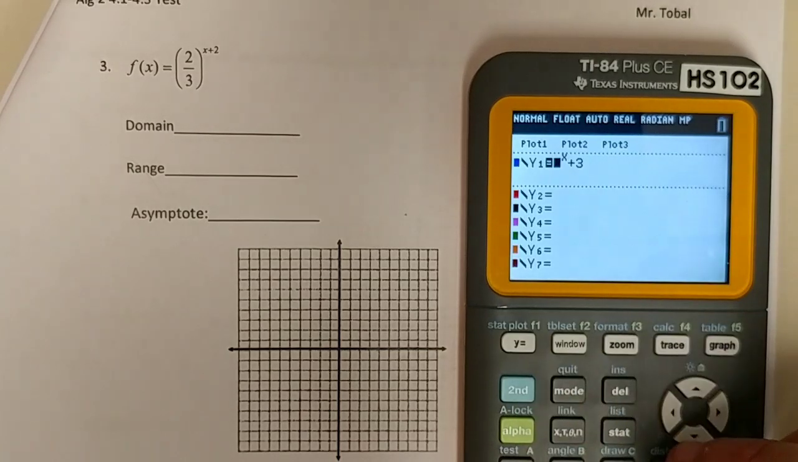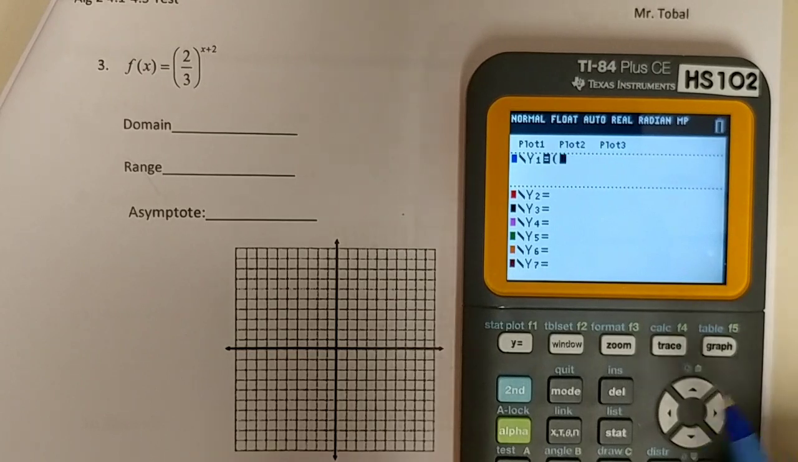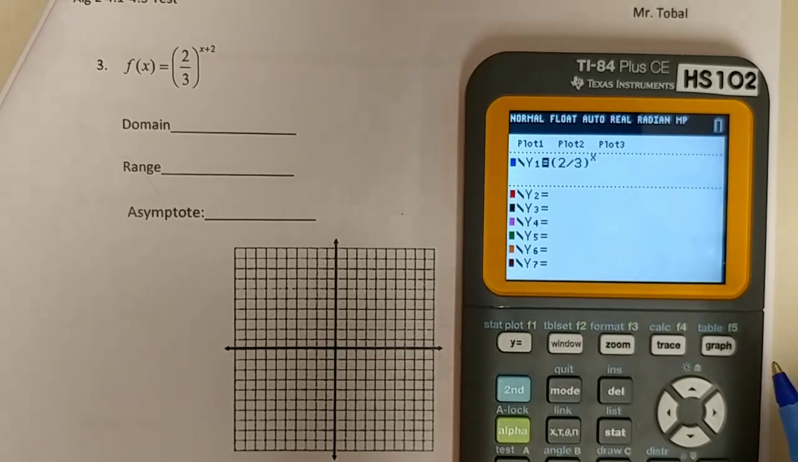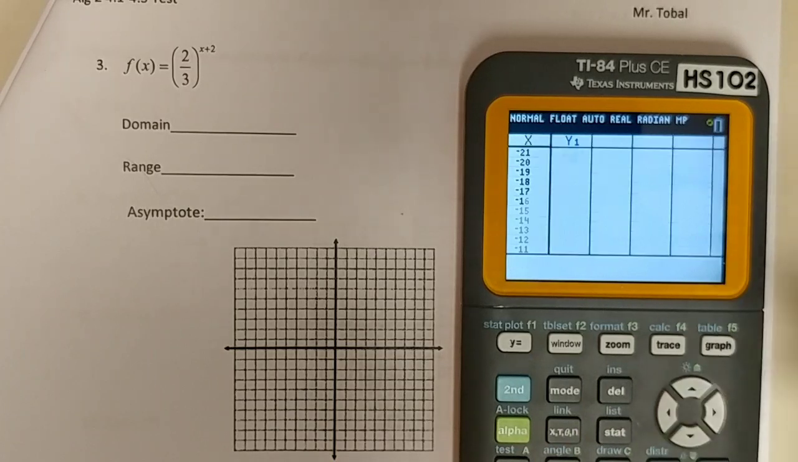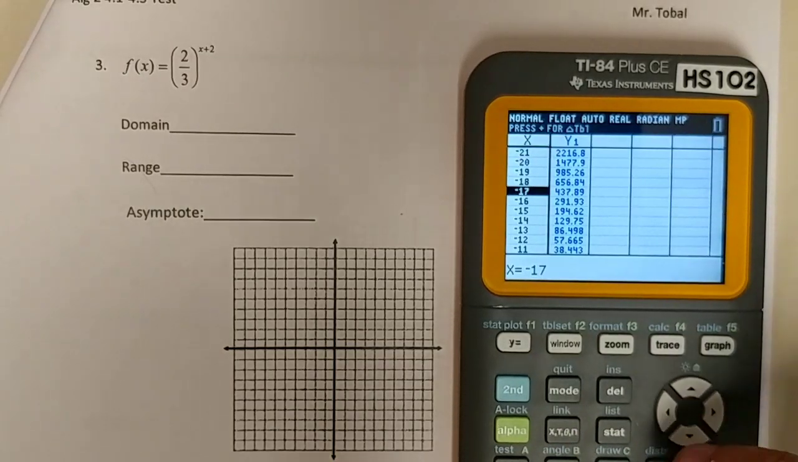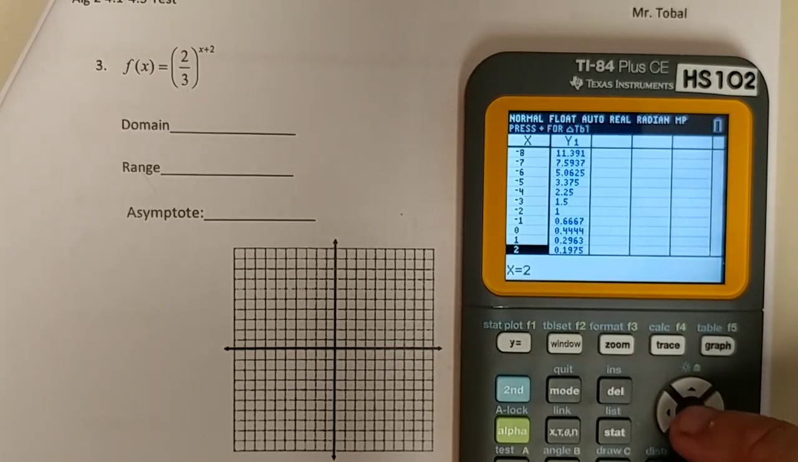So let's click y equals. Let's type that in the calculator. Parentheses, 2 divided by 3, close parentheses, to the power of x plus 2. Okay, I don't really need to see the graph, I just care about the table. So I care about it at 0 and 1.